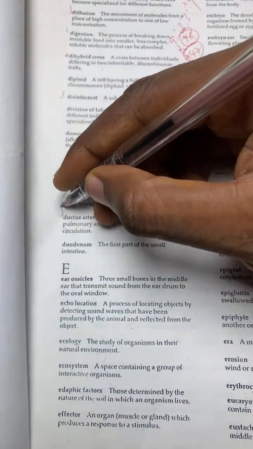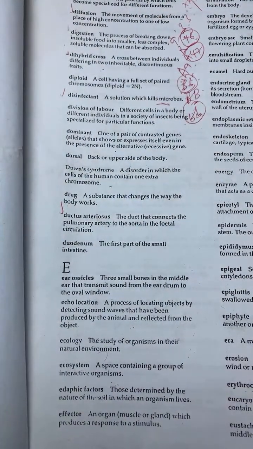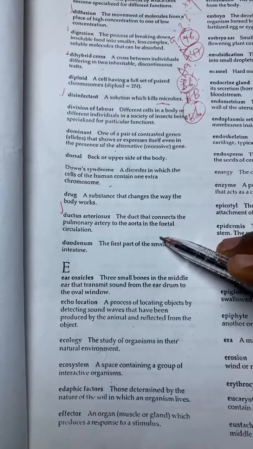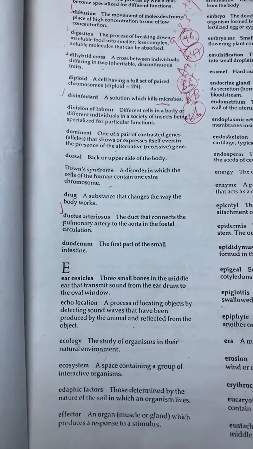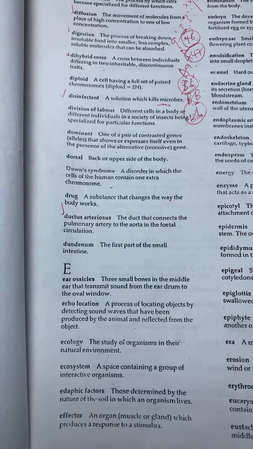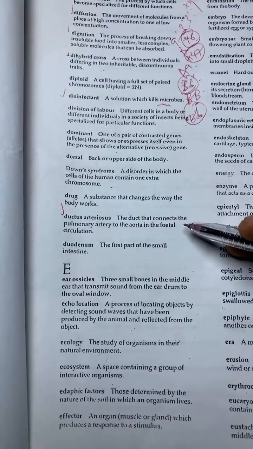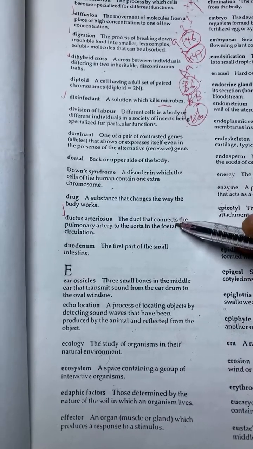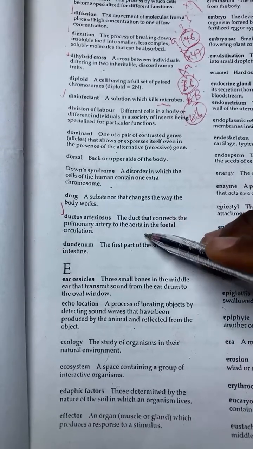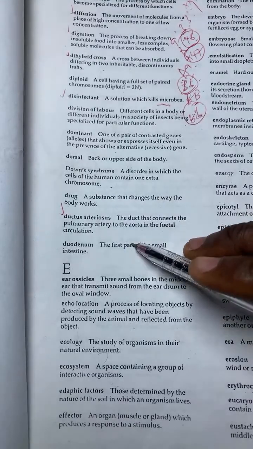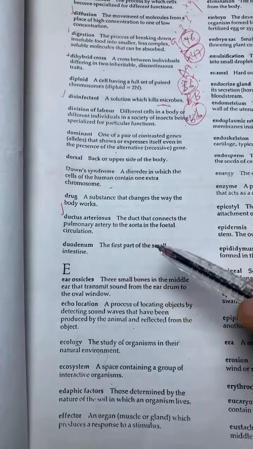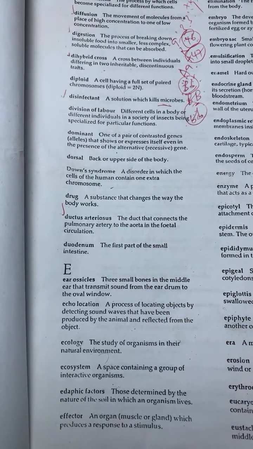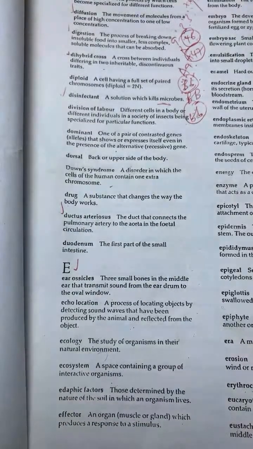So we move on to ductus arteriosus. It's the duct that connects the pulmonary artery to the aorta in the fetal circulation. What is fetal? Fetal is more like a baby in the womb. Are we together now? The organism that is still in the womb, especially in a pregnant woman. So the duct that connects the pulmonary artery to the aorta in the fetal circulation is called what? The ductus arteriosus. Now we have duodenum, the first part of the small intestine. That's duodenum for you.